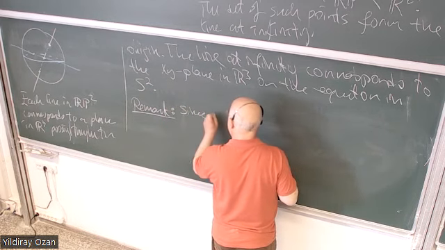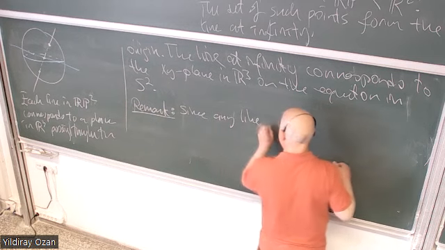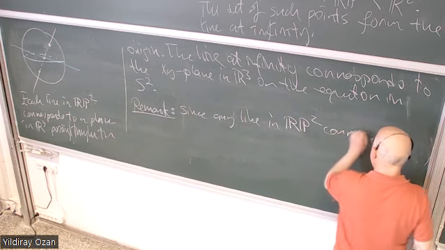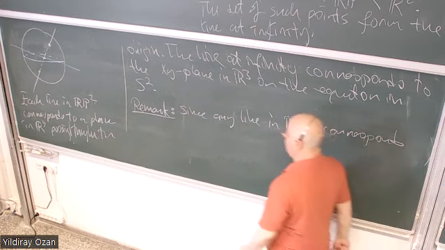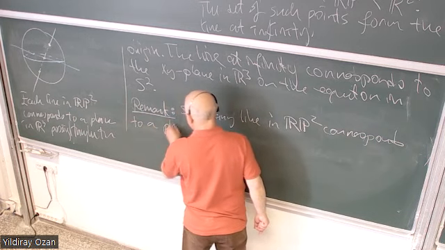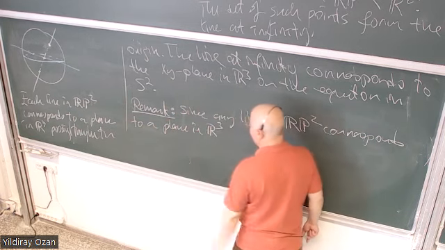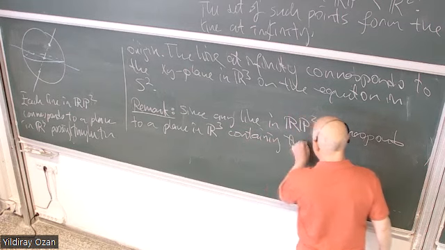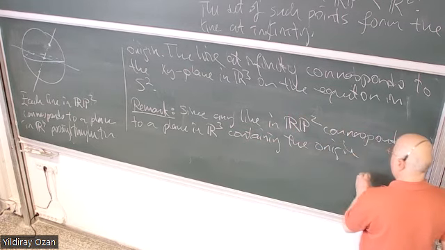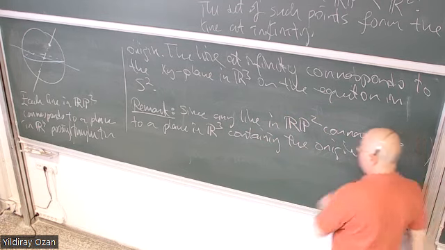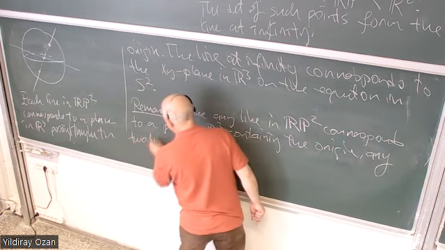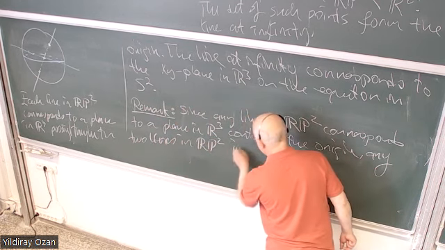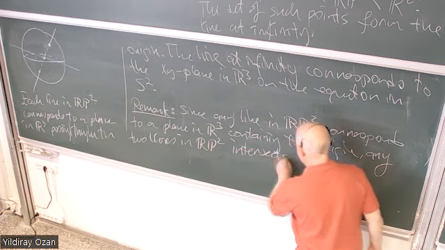Since any line in RP2 corresponds to a plane in R3 through the origin, any two lines in RP2 intersect at a point.